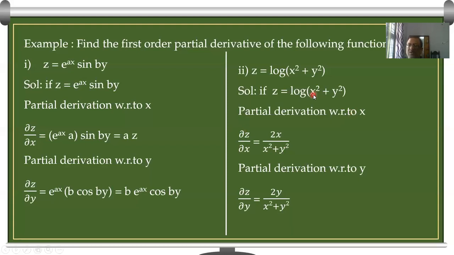The partial derivation with respect to x is dou z by dou x. Here, what is the function? X square plus y square is the function. The derivation of x square is 2x, and y square derivation is 0. Therefore, 2x by x square plus y square.